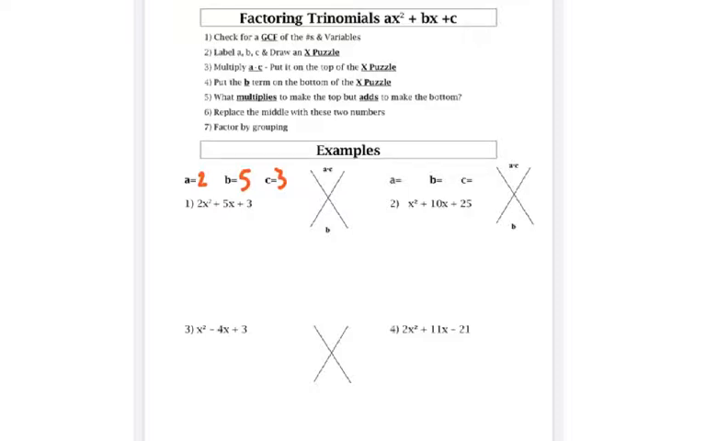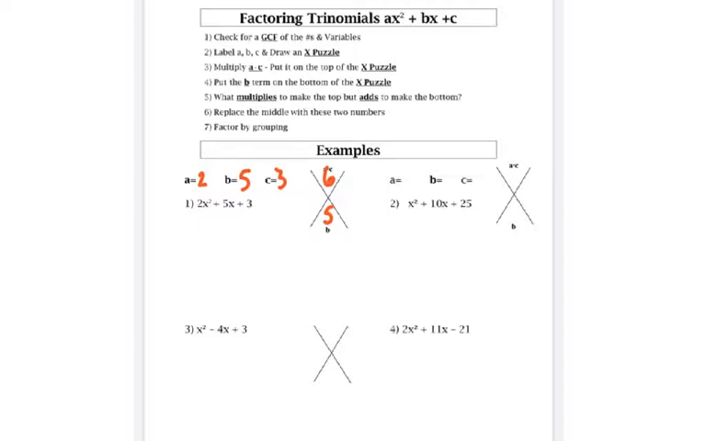So now, in my X, we talked about X puzzles yesterday. In this X, we take our A times C, and we put it on the top. So in this example, A is 2, and C is 3. So 2 times 3 is the number 6. B stands for bottom. The number that goes in the bottom is a 5. Okay, so the top and the bottom of the X are now done. It's always going to be AC on the top. Air conditioning blows from the ceiling, so my A times C is the top, and B stands for bottom.